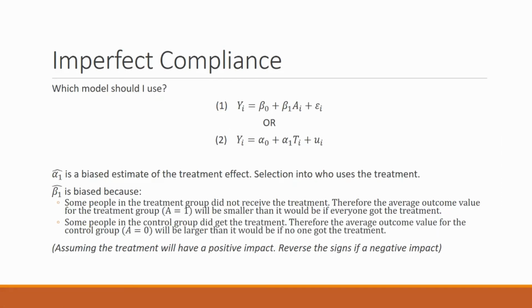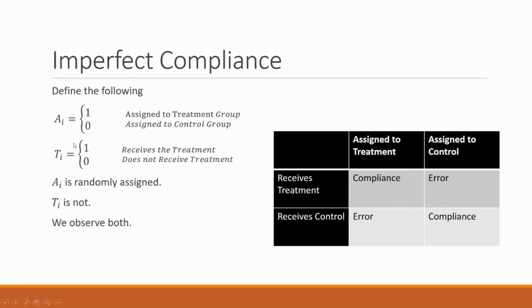So now when there's imperfect compliance, I have 2 variables. I have this a variable, which is determined randomly. That means a equals 1 if they've been randomly assigned to the treatment group, and a equals 0 if they've been randomly assigned to the control group. And I also have t. And t tells me whether or not they actually received or actually used the intervention.